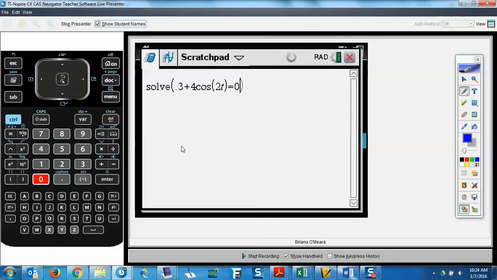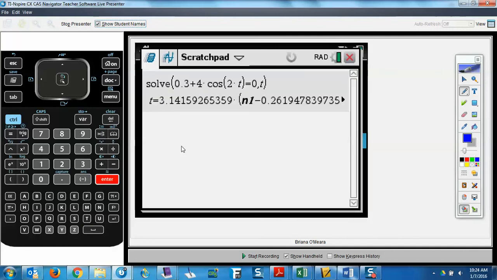And then comma t. We probably don't need to hit control enter because we have a decimal in there, so it's probably going to do that for us. And then we got that N1 stuff. Boy, I hate that. So how do we fix that? How did we do that when we did a solve? Remember, it's the 2 pi n stuff. Vertical bar, right? So Brianna, arrow up and grab that equation again, and let's do a vertical bar.